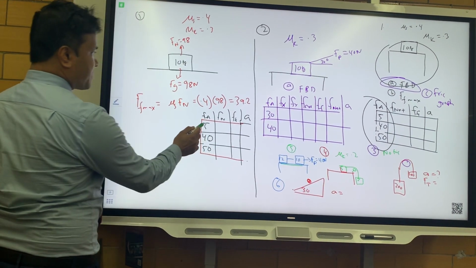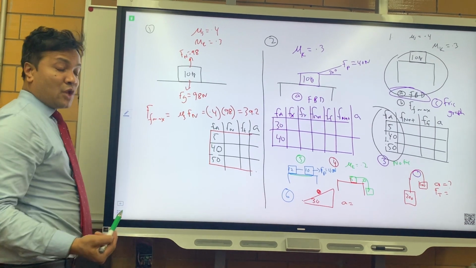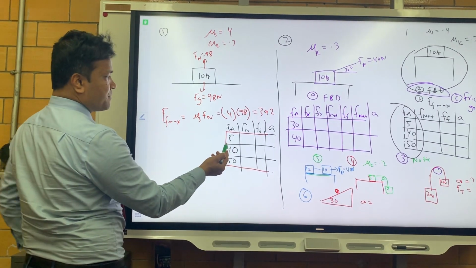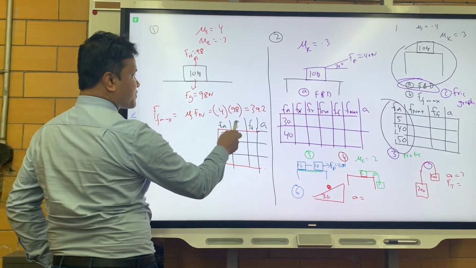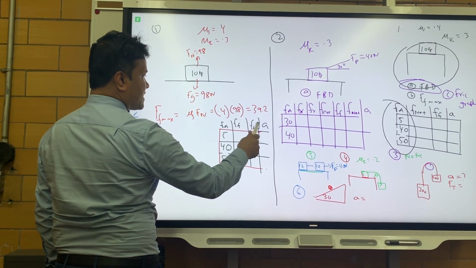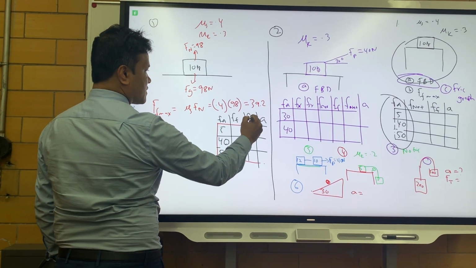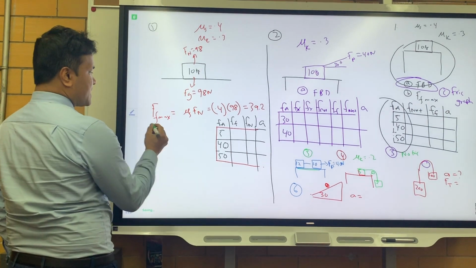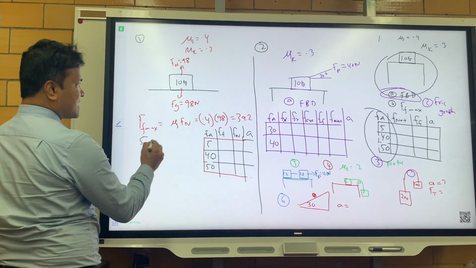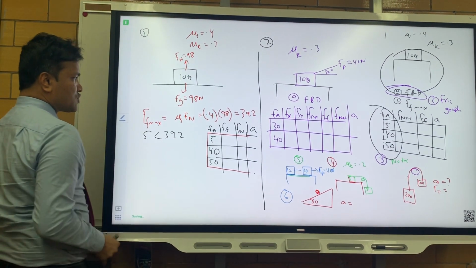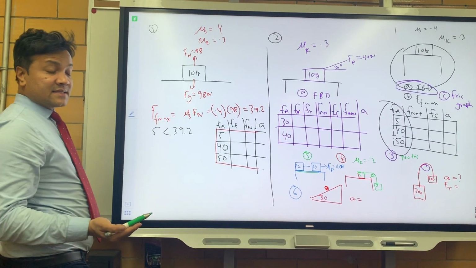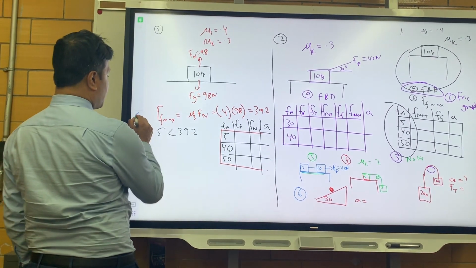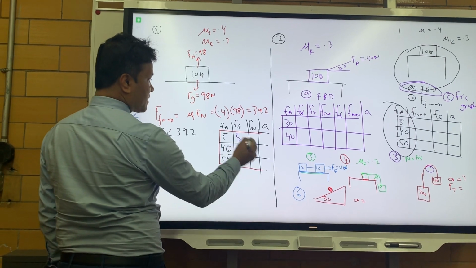All right, is 5 greater than 39.2? No. So we first have to find force of friction, and then net force. Is 5 less than 39.2? So then force of friction must be what? Force of friction must be 5.